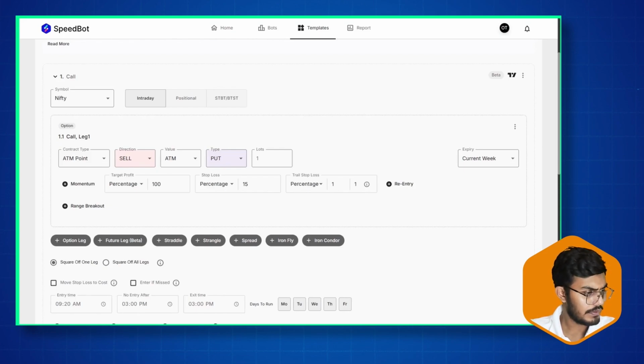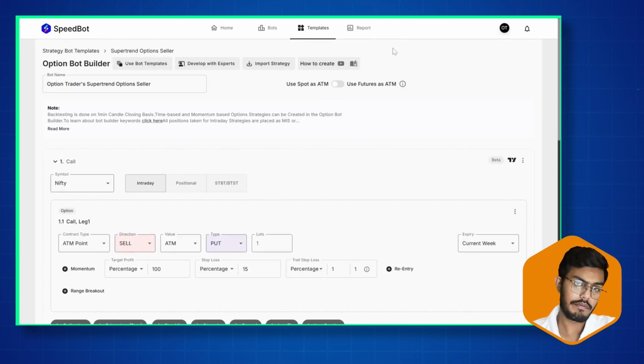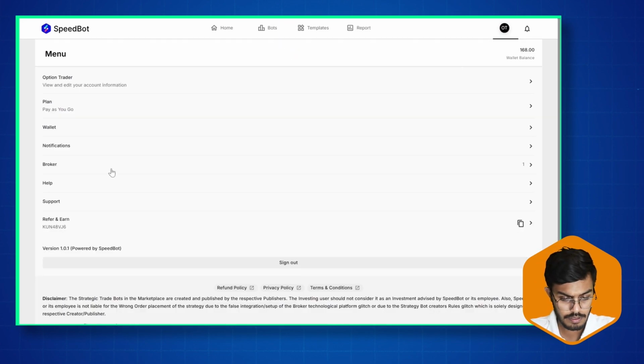So the next question is from Rajesh. Rajesh asks, does SpeedBot provide a referral program? So yes, Rajesh, SpeedBot does provide the referral program. If you'd like to understand the steps, you can just open up your free SpeedBot account. Once you have opened it up, you can navigate to the menu section, and over here you'll be able to see the refer and earn option down below.